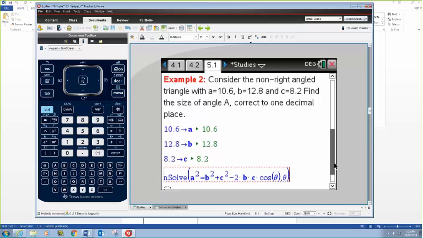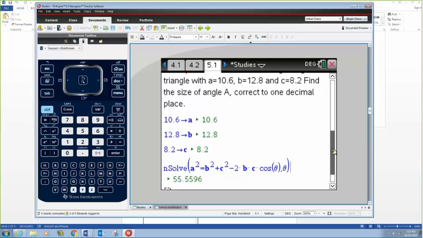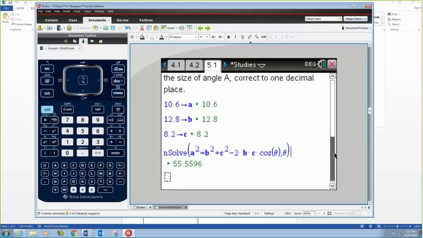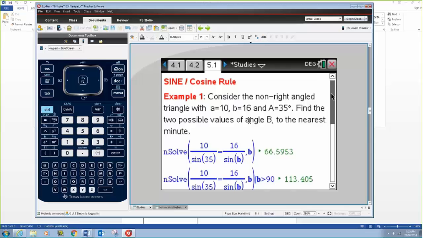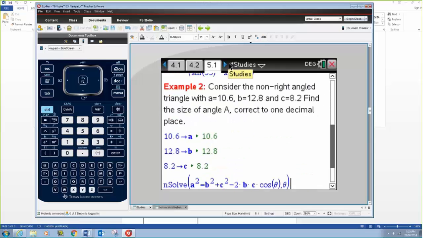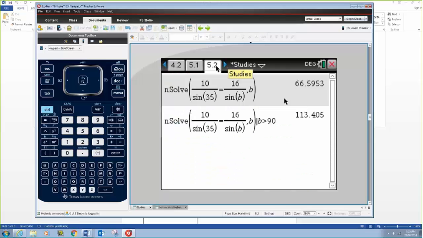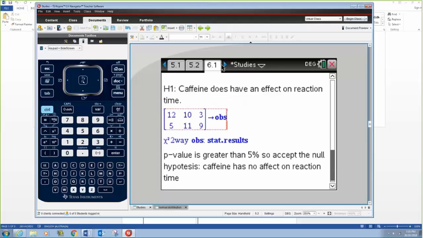They can put X there, and we are getting the answer easily. So sine and cosine rule with numerical solve will work very nicely as well. I use that in the calculator screen.